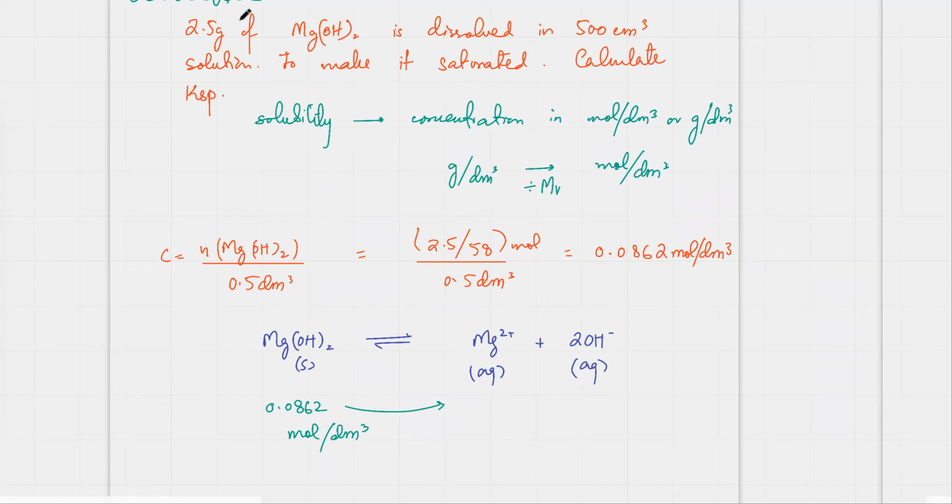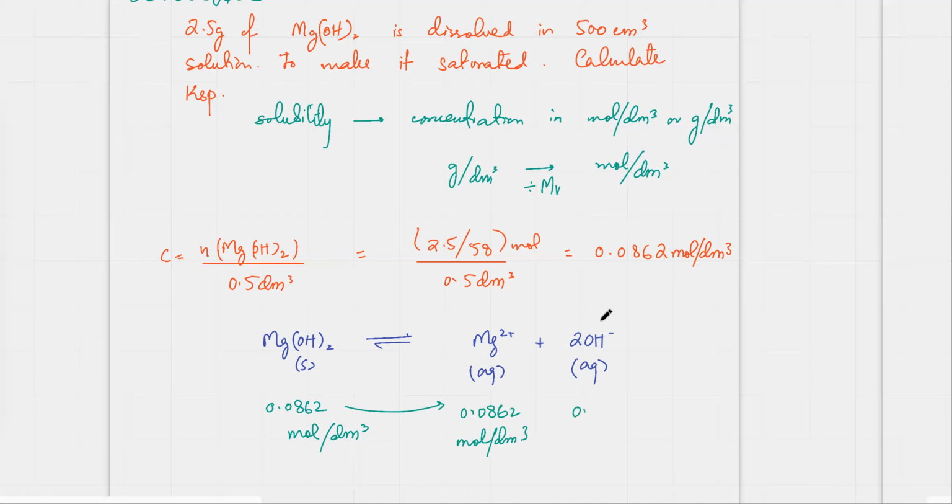He did say 2.5 grams dissolves, so this is the amount that's dissolving. If one molecule dissolves, it produces one Mg2+. So the concentration of Mg2+ would be exactly the same, 0.0862 mole per decimeter cube. Is this clear? Yes, sir. And if one dissolves, it produces two OH- ions, so the concentration of that would be double this.